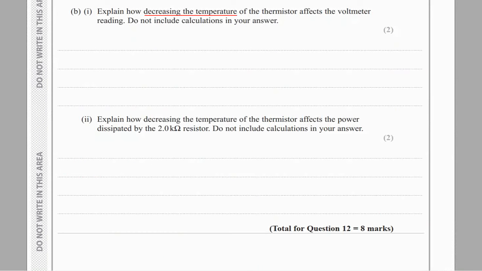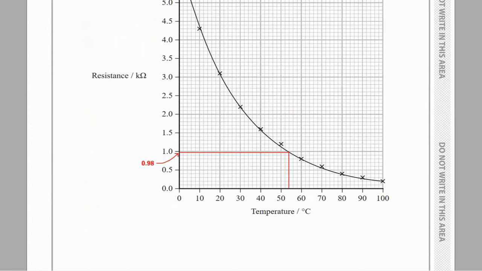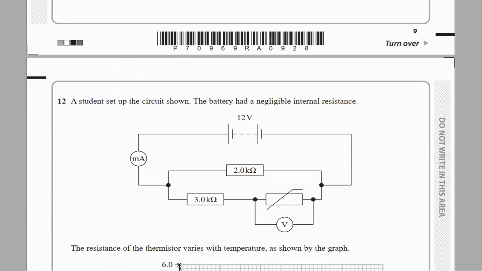For part B, the question says, explain how decreasing the temperature of the thermistor affects the voltmeter reading. Do not include calculations in your answer. So let's see where the thermistor is and where the voltmeter is. Okay, so here's the voltmeter. You have to see that this thermistor is in series with this 3 kilo ohm resistor.